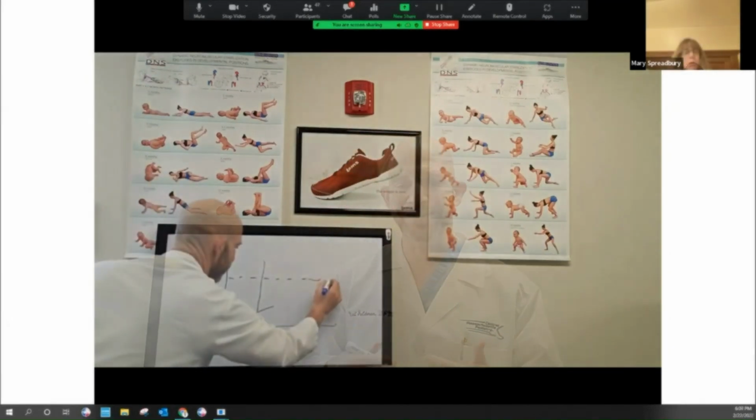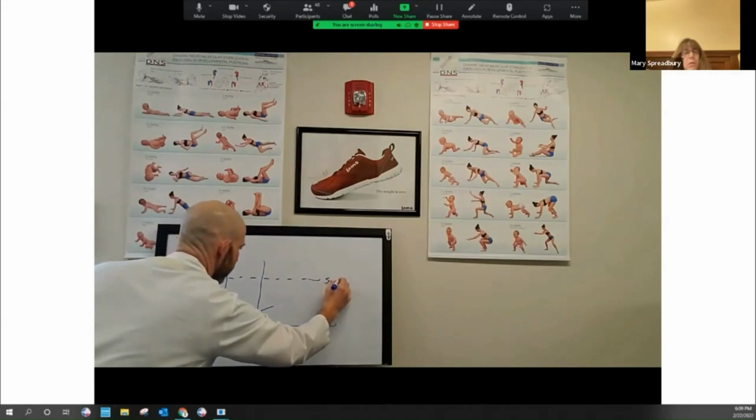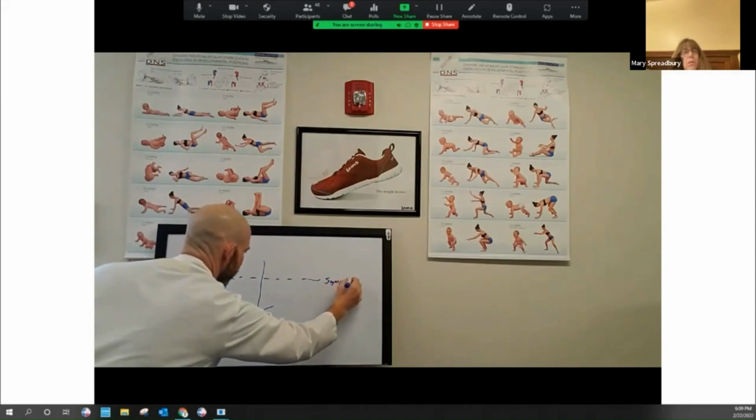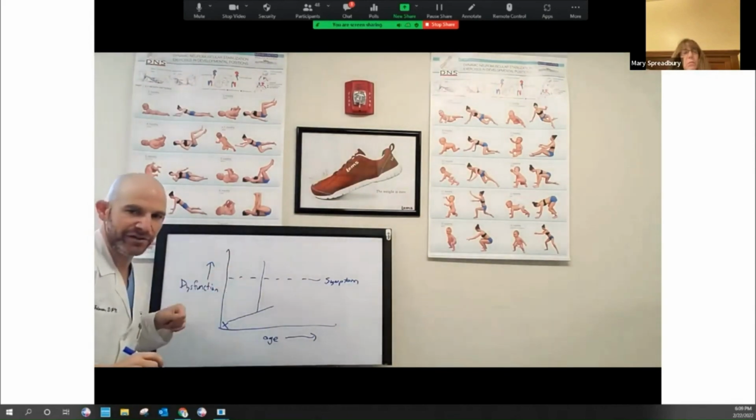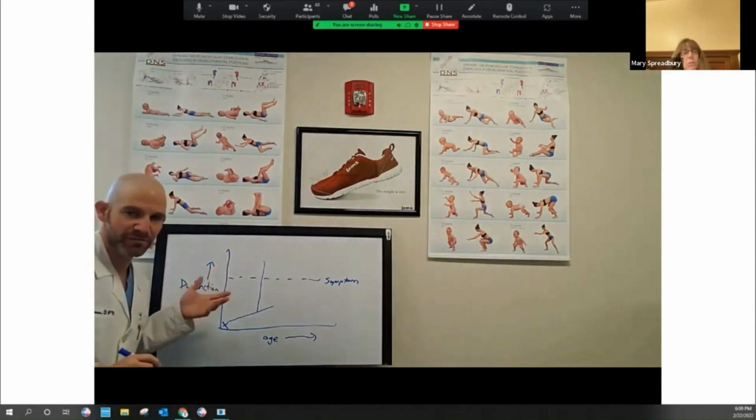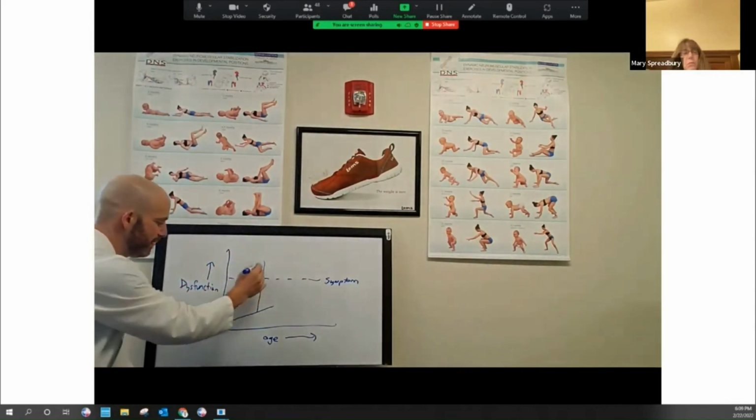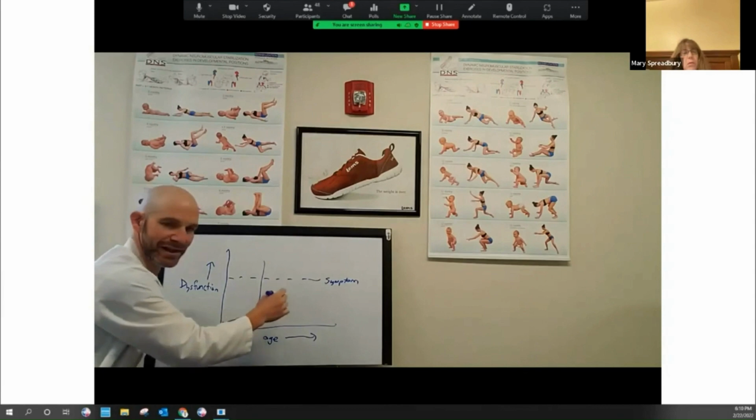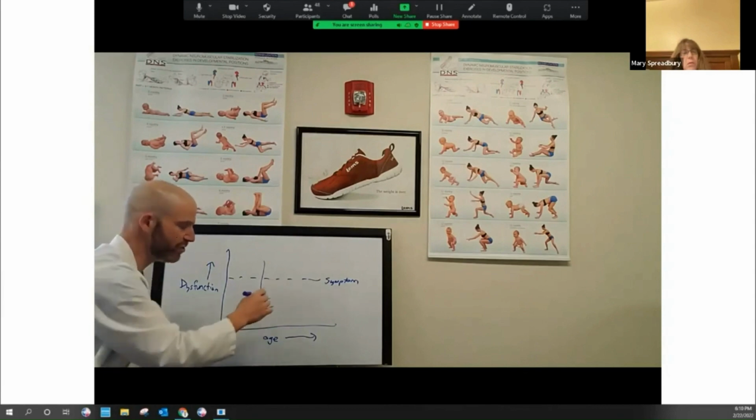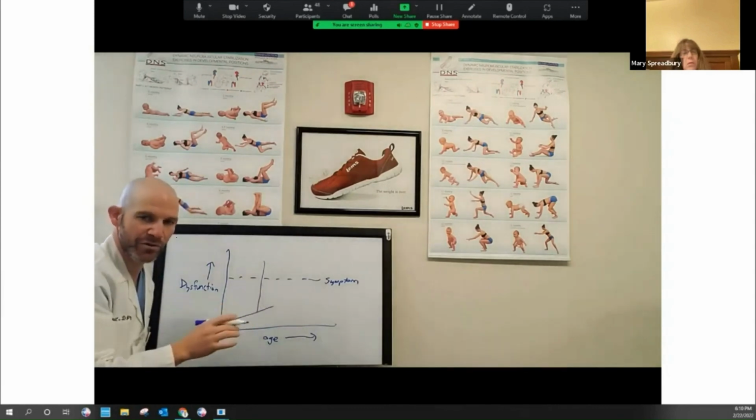My symptom line. So anything over this line, you're going to feel symptoms. We'll call it pain. Anything below the line, you're going to be blissfully ignorant of anything that might be wrong with you. So we like blissful ignorance here. We like you to have problems but not know about problems.